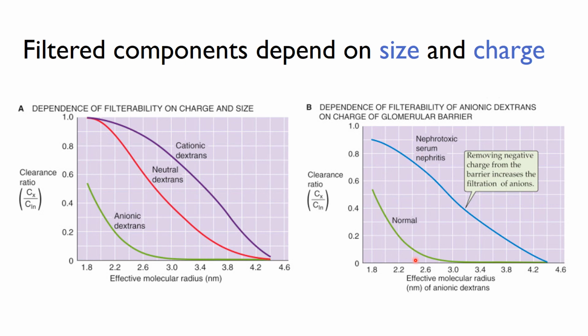And the most classic example of that are proteins. Proteins that would typically not get filtered, because even if they are pretty small, they have that negative charge, will suddenly get filtered. And what that means is if proteins are suddenly getting filtered when they shouldn't be, they're probably going to show up in the urine and you get a condition called proteinuria.